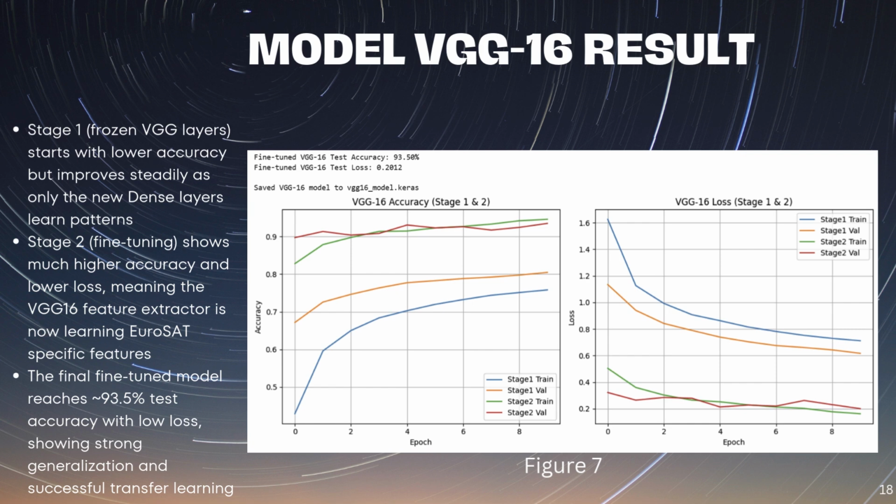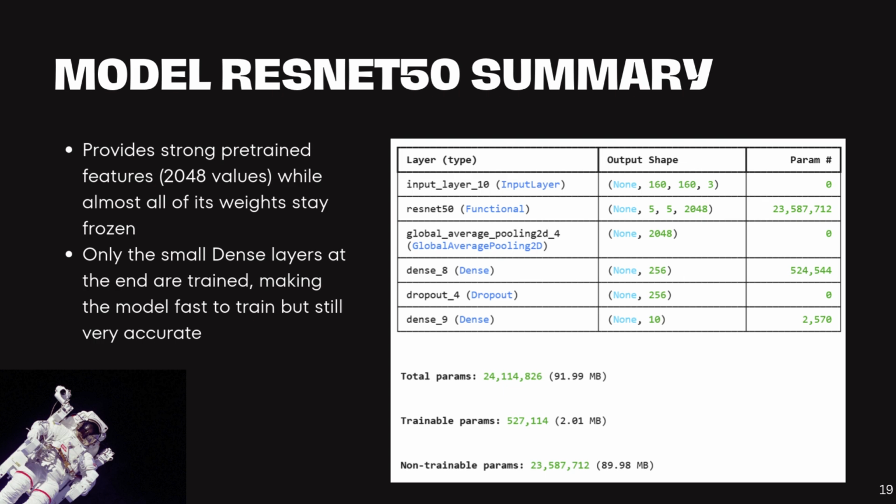The result of the VGG has multiple stages: stage one, stage two. I froze the layers for the VGG, which improves the accuracy, and then fine-tuning also improves the accuracy. I was able to achieve 93.5% here with transfer learning.